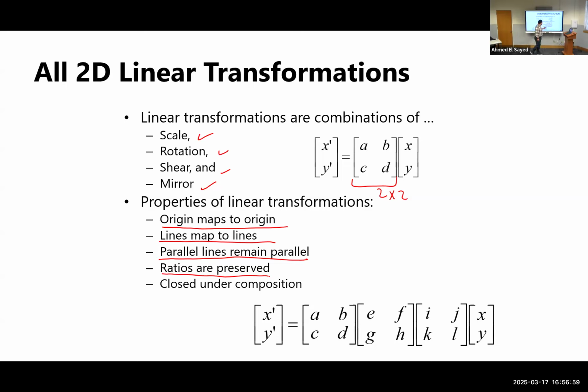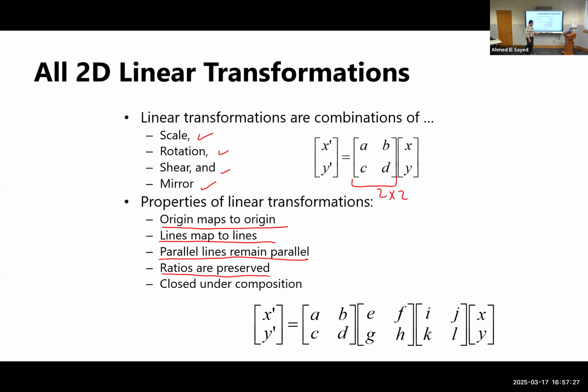It's closed under composition. What does this mean? It means that I can apply one, a second, a third, a fourth, a tenth, one after the other, and the combination of all of them is still linear. So I can apply scale, then rotate, then mirror, or vice versa. Doesn't matter which I apply first, and the combination of all of them will be linear.